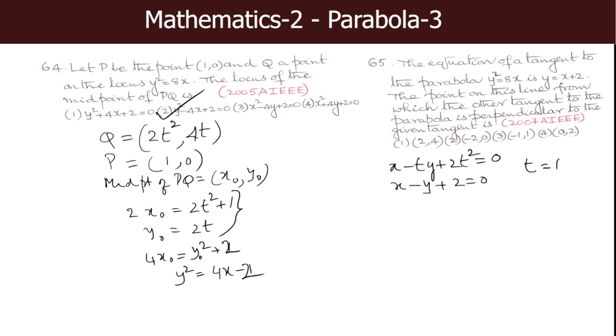The point on this line from which the other tangent to the parabola is perpendicular to the given tangent is asked. This is P, and the point of contact is 2, 4. And what is the point on this tangent drawn to the parabola, so that the other tangent drawn from this point is perpendicular to this, at 90 degrees?